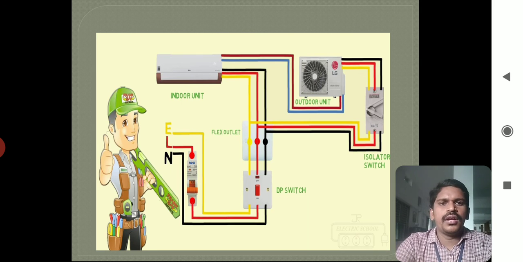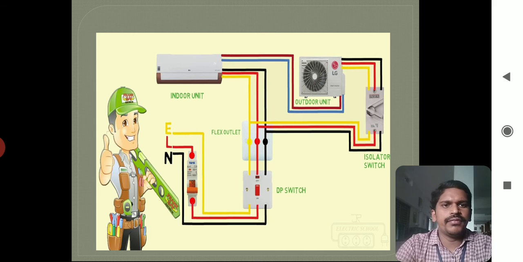We have to follow some basics and connect the wires properly. In the indoor and outdoor units, you have to look at the figure. Earth, live and neutral lines are there. You have to use switches like a DP switch. The switches are connected into the indoor lines. These are the earth, live and neutral lines.